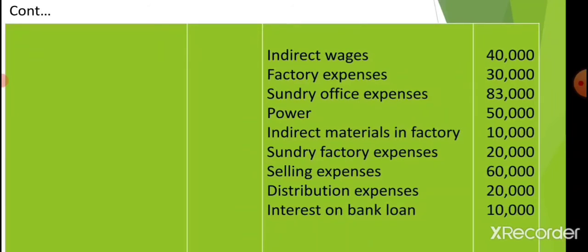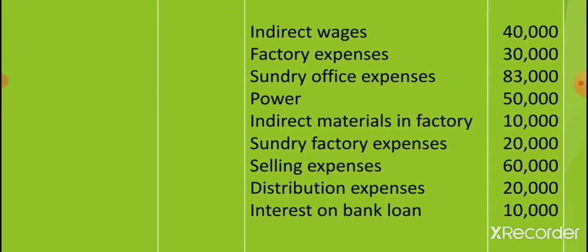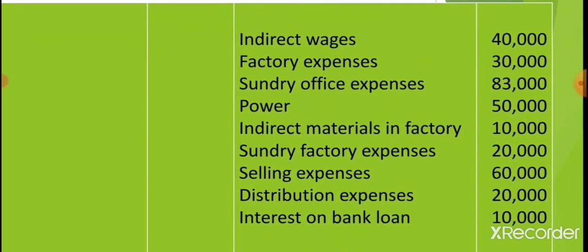Sundry office expenses, these are administrative expenses, 83,000, should be taken under the head administration overheads. Power, this is a factory overhead, 50,000. And then indirect materials in factory, this is also a factory overhead, 10,000. Next, sundry factory expenses, this is also a factory overhead expense. Selling expense should be taken under selling and distribution overheads. Distribution expense is also taken under selling and distribution overhead. Interest on bank loan is a non-cost item. It should not be taken in the cost sheet.